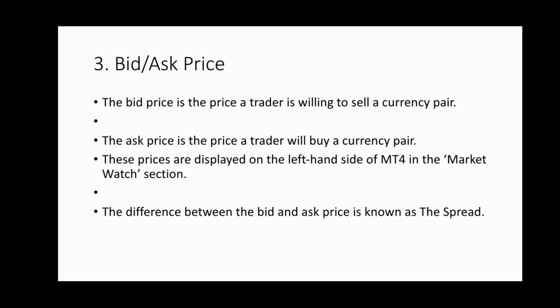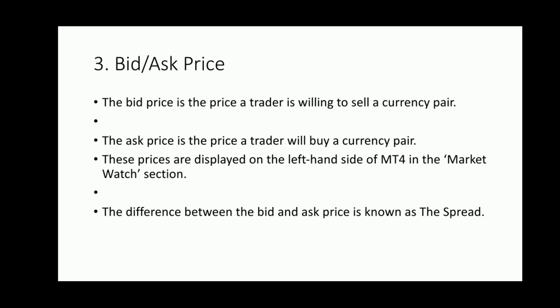Now, number 3 is your bid and ask price. When you're on your trading platform, you will see these two lines moving up and down, a red and a blue line, and you will ask yourself, what are these lines representing? Now, these lines represent the bid and the ask price. The bid price is the price a trader is willing to sell a currency pair.